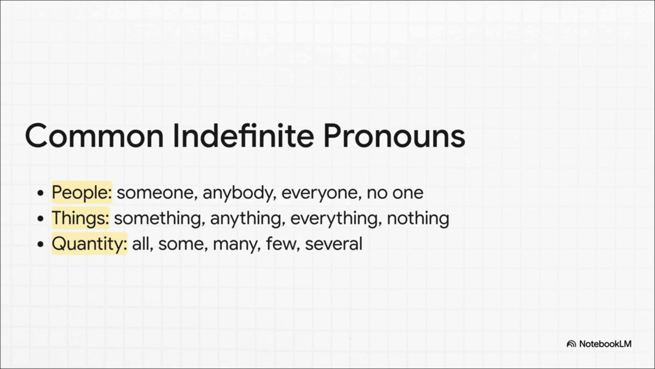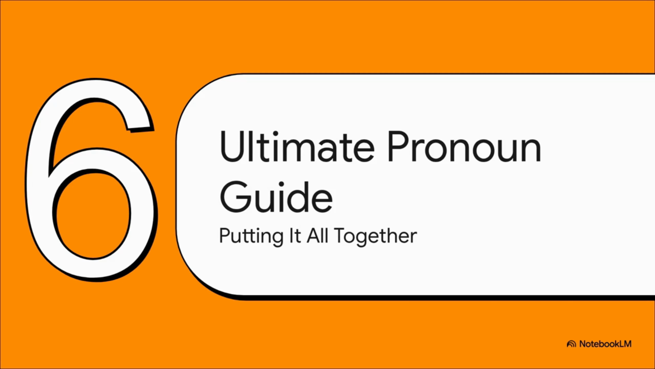You probably use these a dozen times a day. Someone is at the door. Everything is taken care of. Many are called, but few are chosen. They're our way of talking about people, things, and amounts in a very general way. Okay, we've done it. We have officially collected every tool for our pronoun toolkit. We've got the basics, the doers and receivers, the owners, the pointers, the question askers, and the non-specifics.